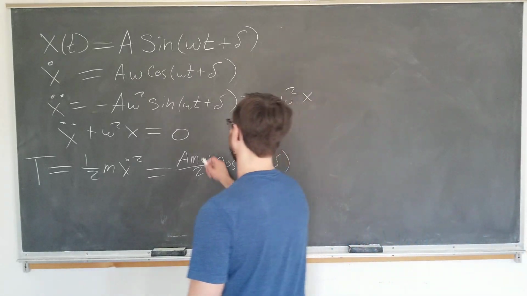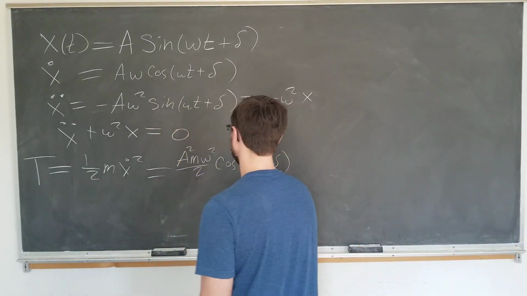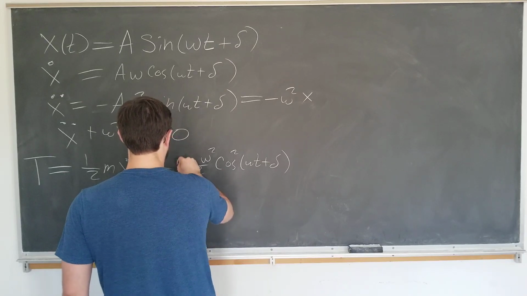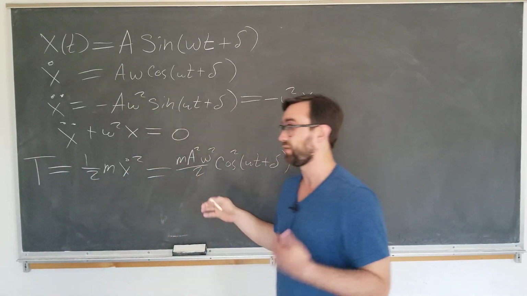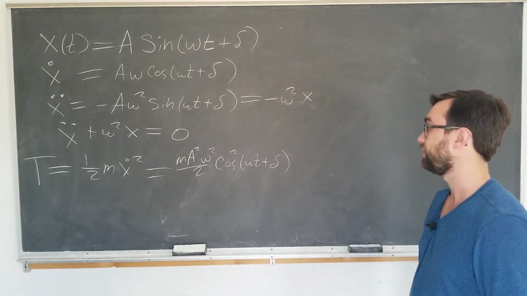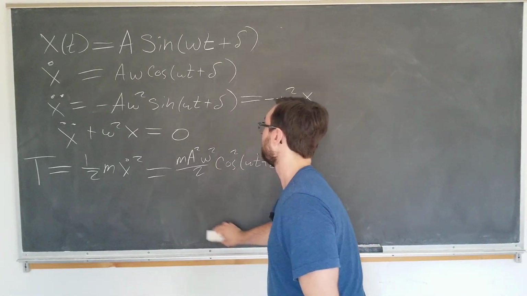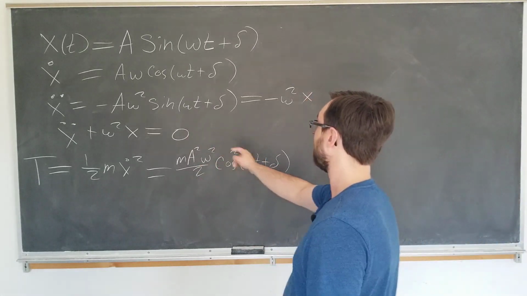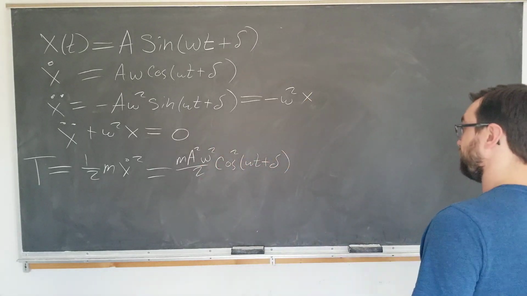We have to square a. So that squares these two. I'm just trying to write all the squares so they're in the same place for ease of viewing. Square this bad boy up here. A squared, omega squared, cosine squared, divide by 2.